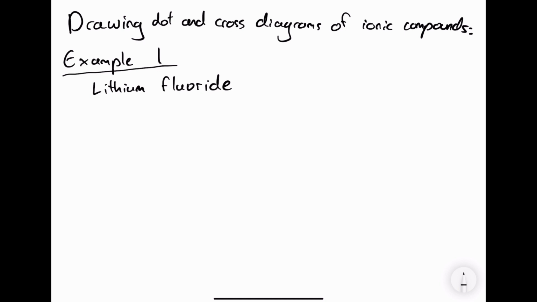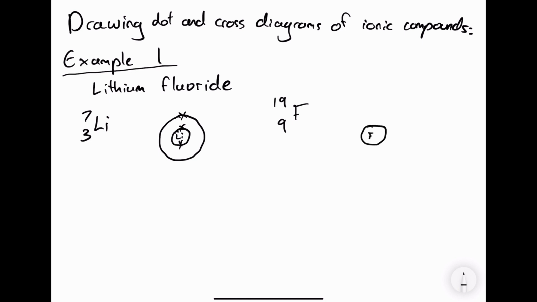So now we're going to look at drawing dot and cross diagrams of ionic compounds, starting with lithium fluoride. Now lithium is in group 1 of the periodic table. It has 3 electrons, which means it has 2 in the first shell and 1 in its outer shell. Fluorine is in group 7. Now fluorine has an atomic number of 9 and a mass number of 19, which means it has 9 protons and so 9 electrons if it's neutral. So in the first shell, fluorine is also going to have 2 electrons, and then in the next shell, it's going to have 7. And these add together to make a total of 9.